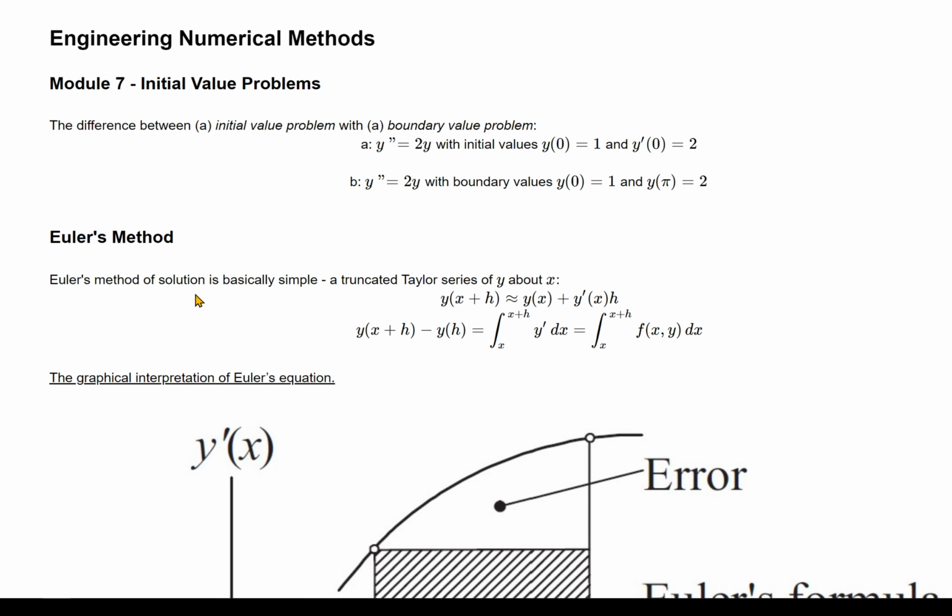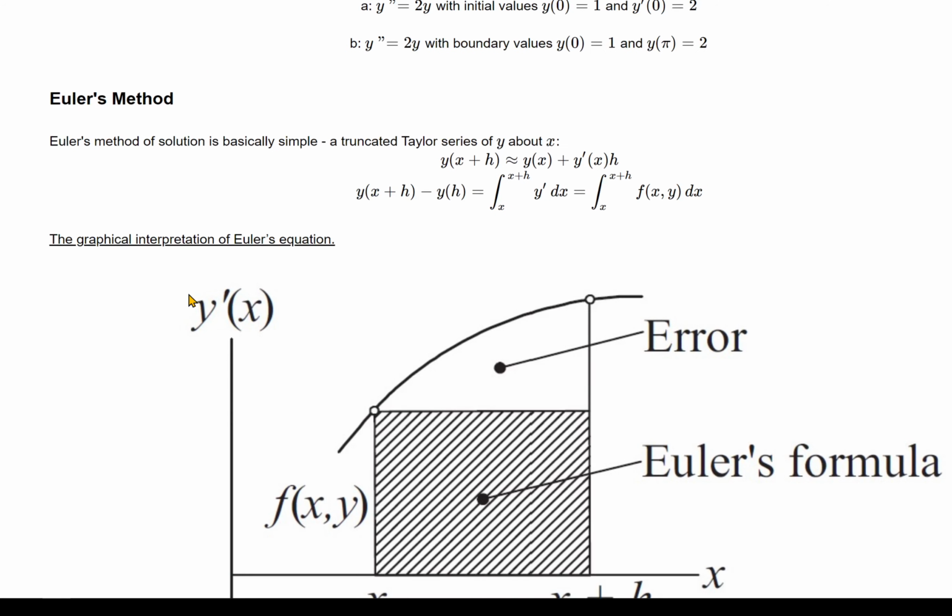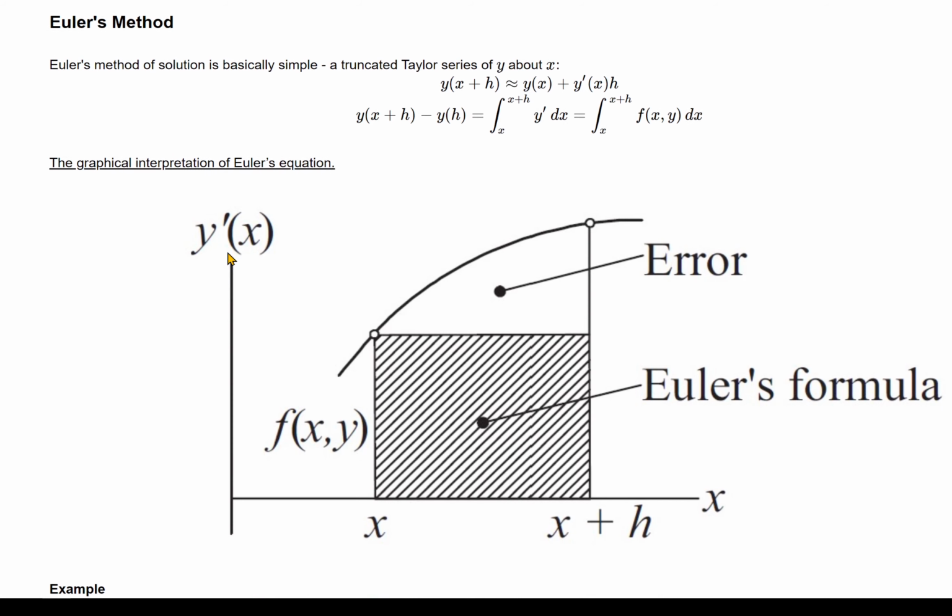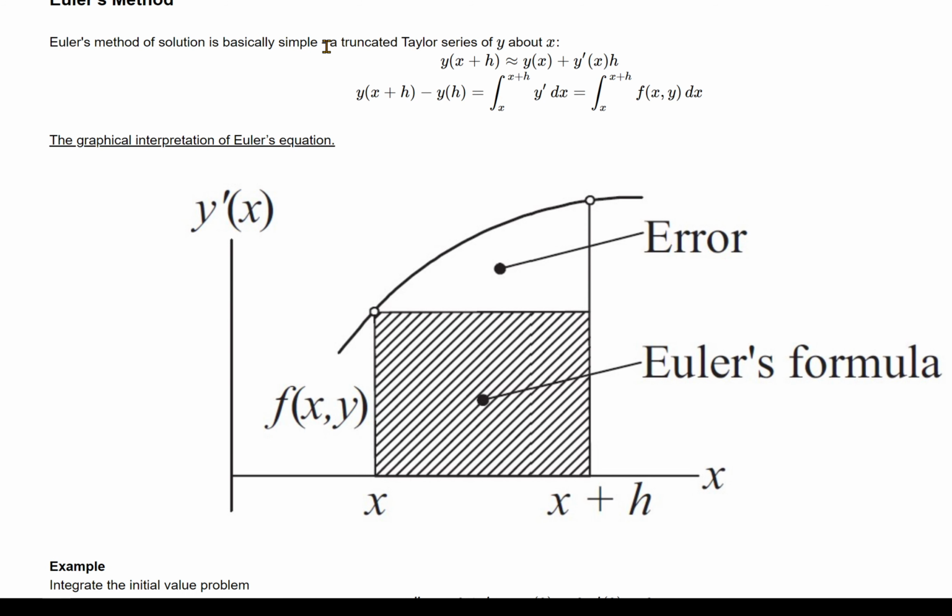One of the simplest methods for solving initial value problems is the Euler's method. Euler's method of solution is basically simple. It is a truncated Taylor series of y about x. So if you notice, you have the approximation here. You can look at the graph here for the y prime. If you take the integration of this part, this is the approximation of our Euler's method, and the error is this one.